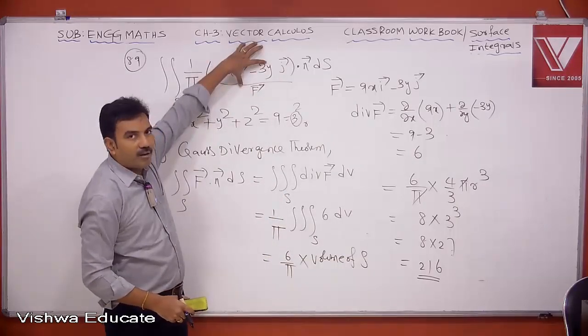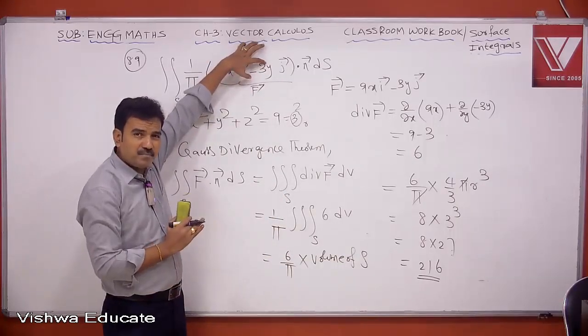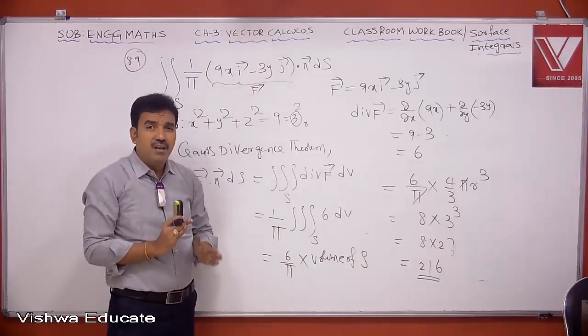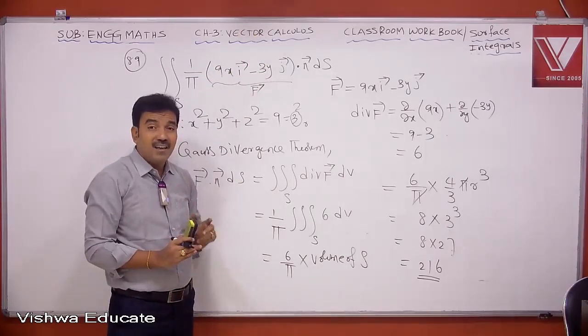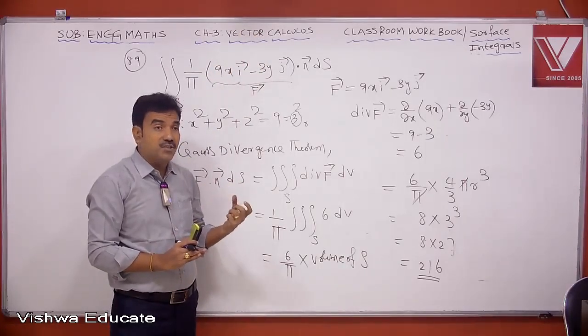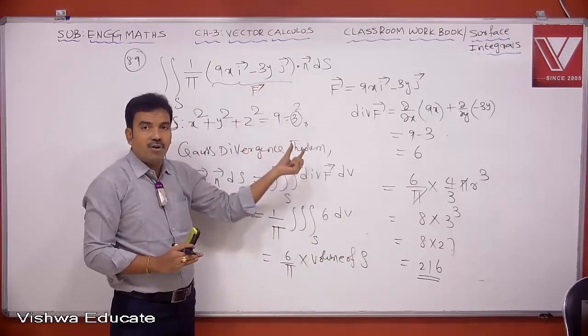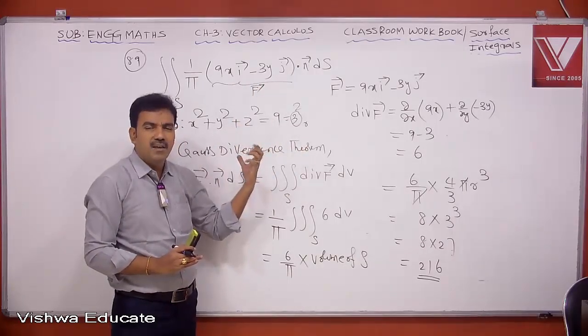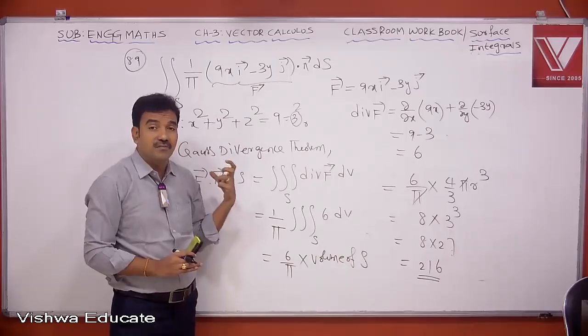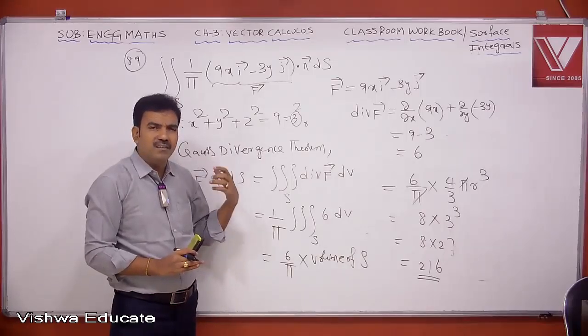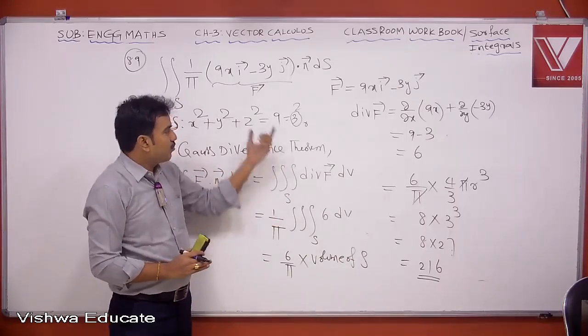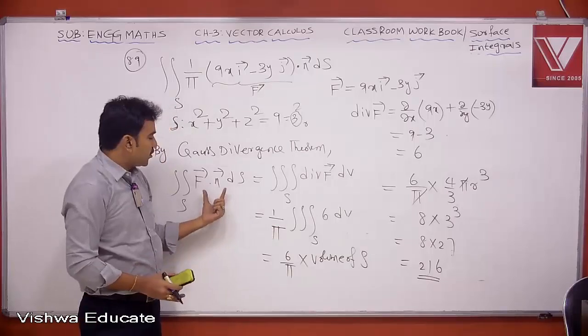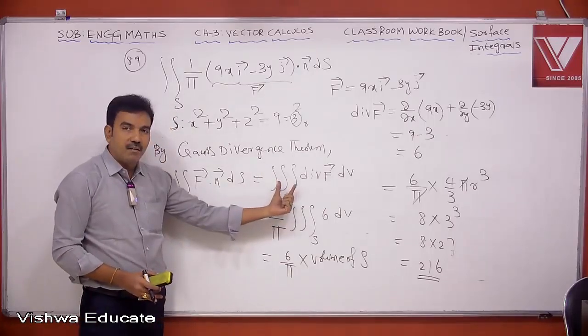This is my f bar. This is a very important model. Frequently they were asking questions on this model, and interestingly in almost all cases the divergence of this vector is some constant, and in more than 90% of cases, the surface S is a sphere, rarely it is a cube. So by applying Gauss divergence theorem, this surface integral becomes a volume integral like this.